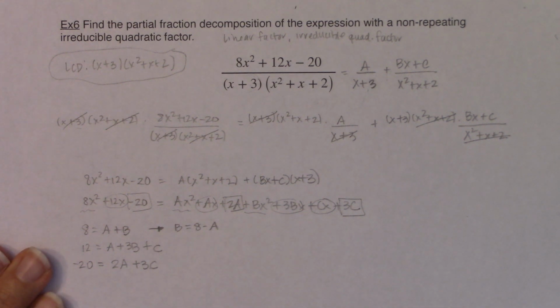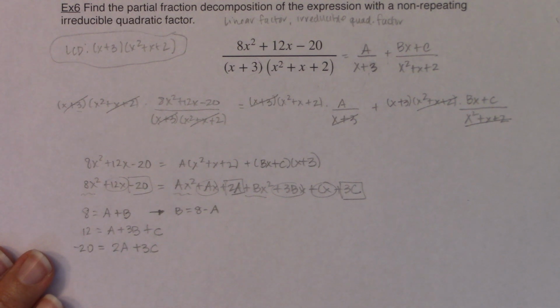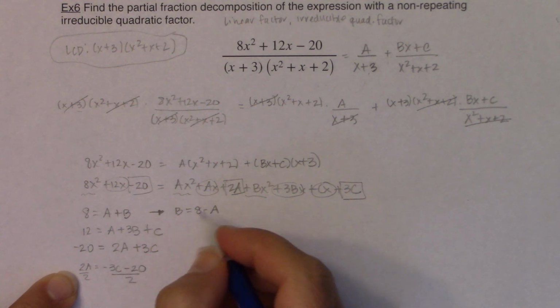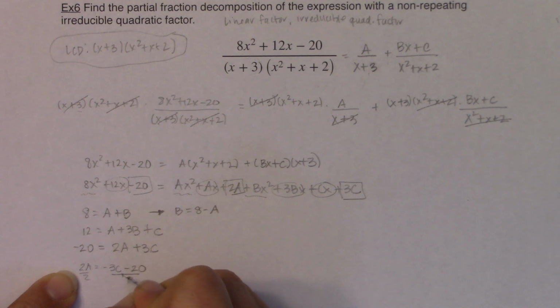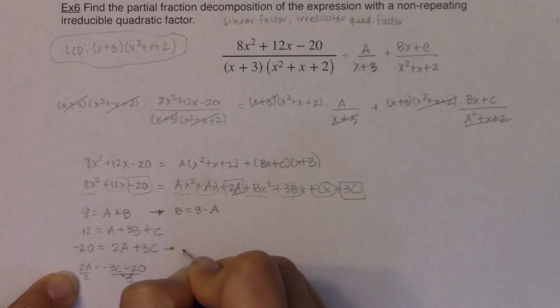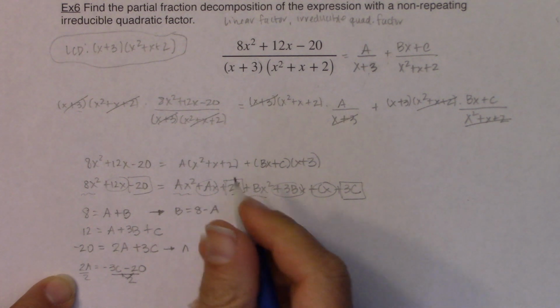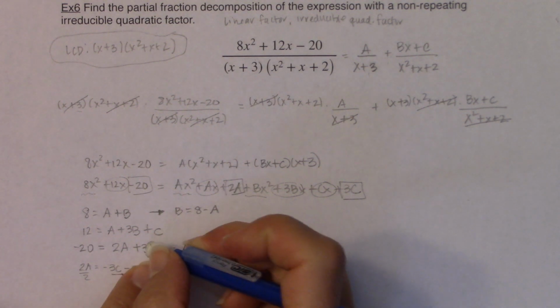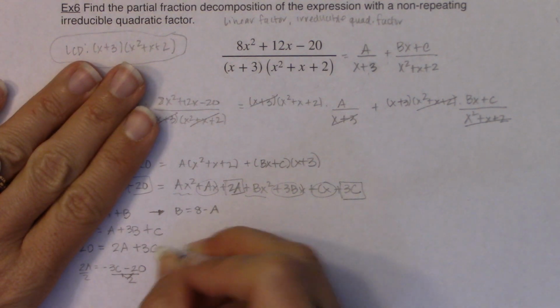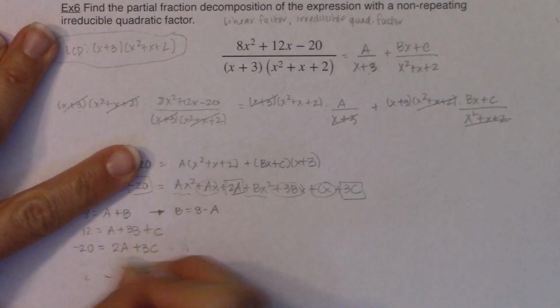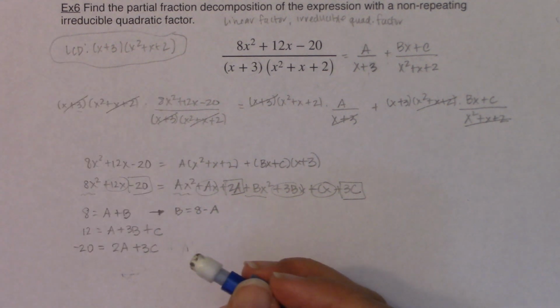So let me scooch this up just a wee bit so we can see a little bit more. Okay, so what I'm trying to say is here, I'm going to move the 3c over, so I will have 2a equaling negative 3c minus 20. And then if I want to solve this equation for a, I'm going to divide everything by 2. Oh, actually, I just realized I did this in the wrong way. I want to solve this for c. Let me back this up.